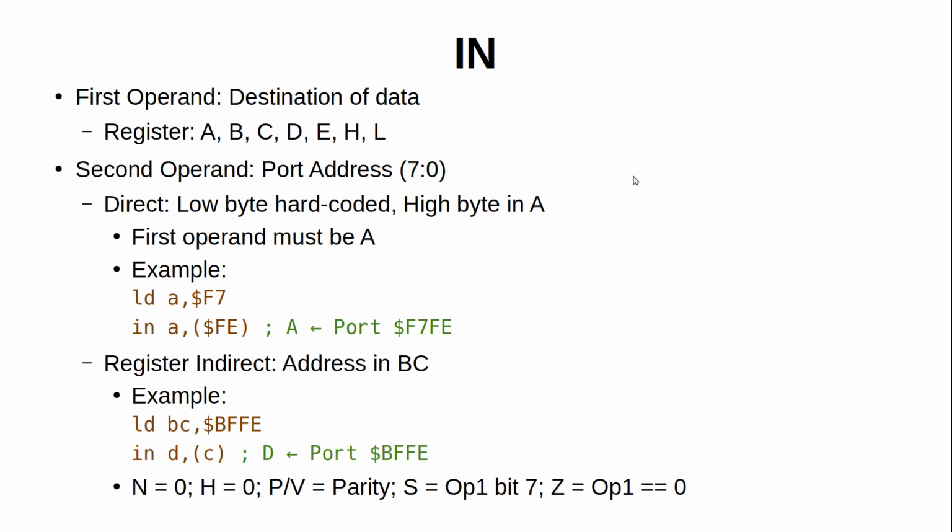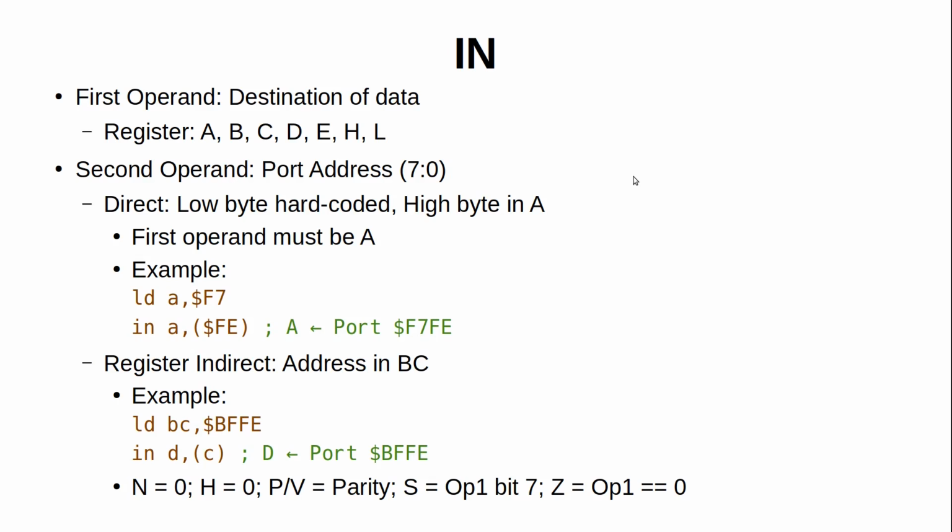If a hard-coded address is used, then the high byte of the address will be taken from the accumulator, which also must be the destination of the read byte. If C is used, then the high byte will come from B, so you can just load the complete 16-bit address into BC before the IN instruction. Using C for the port address also lets you have more options for the first argument, where you can specify any of these registers as the destination.